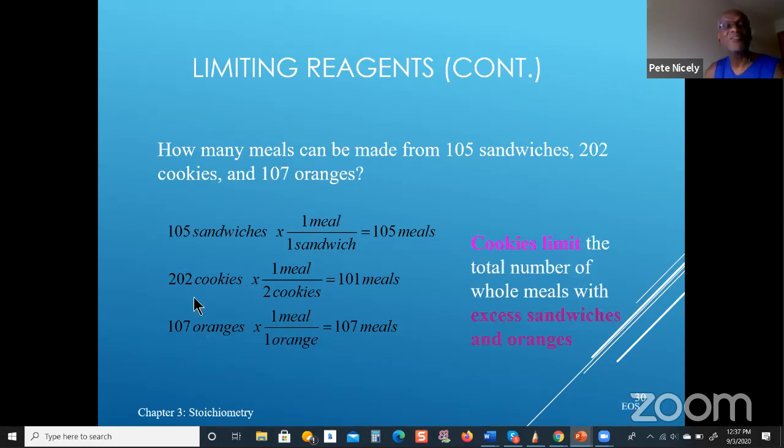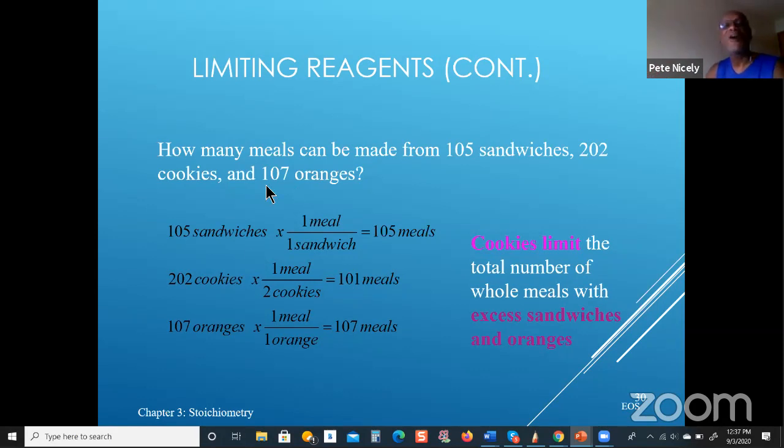So based on the fact that the cookies will give you the lowest number of meals calculated, that means that the cookies will limit the amount of meals you'll get. In other words, the cookies will be the limiting reactant, which means that the sandwiches and the oranges will be in excess.